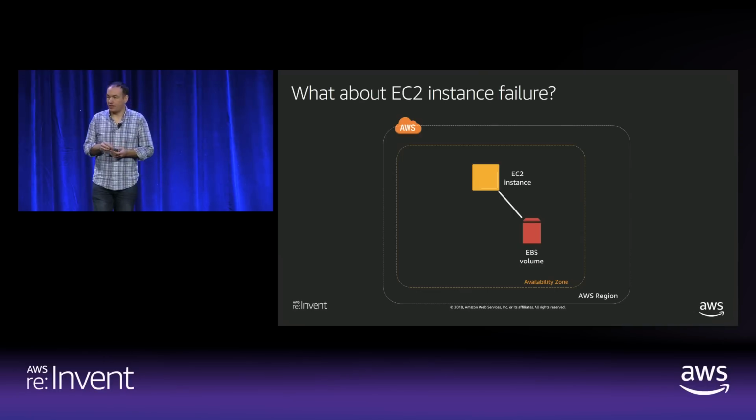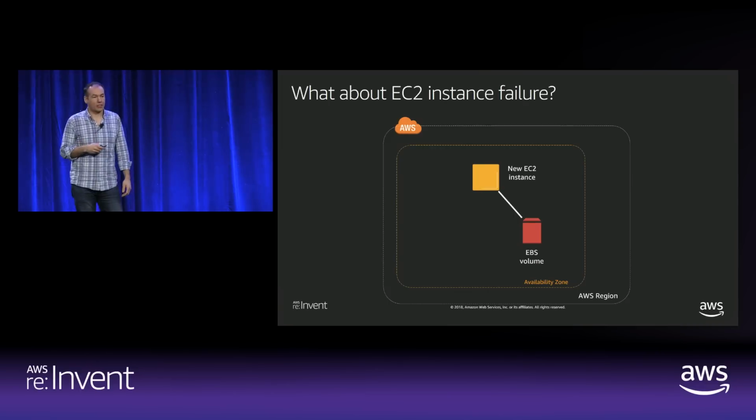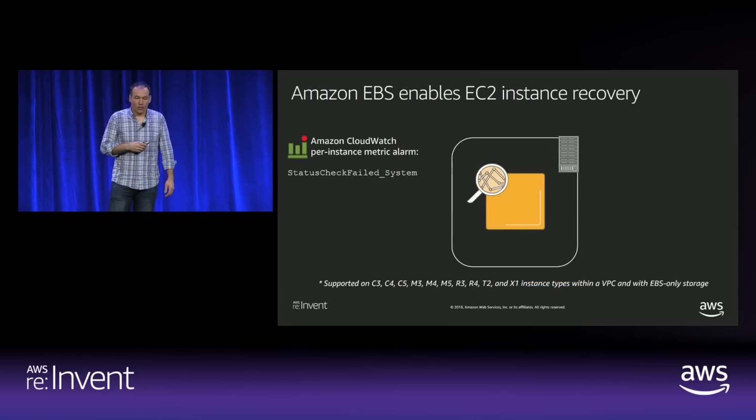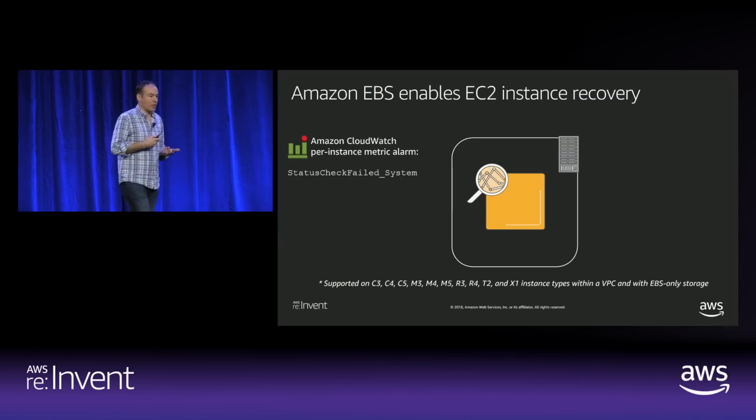All right, so what about EC2 instance failures? Since the lifecycle is separate from your EC2 instance, when the instance dies, if there's a failure of any sort, that EBS volume will stick around. So all you have to do is create a new EC2 instance and then attach that EBS volume to that EC2 instance. Now that'd be great, but again, that's a primitive. It's a lot of manual work.